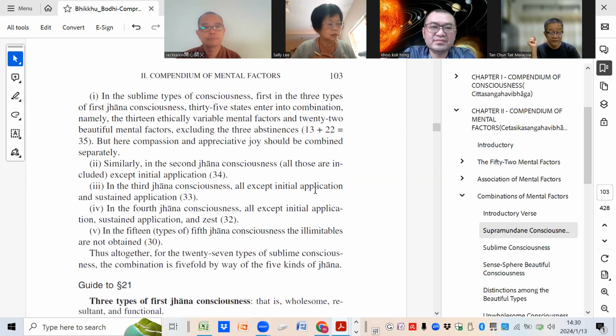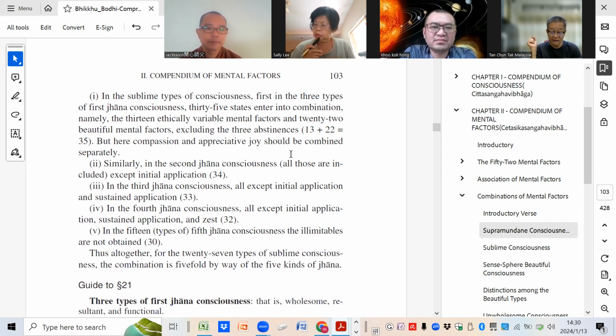Okay, page 103. 1. Just in the sublime types of consciousness, first, in the 3 types of first jhana consciousness, 35 states enter into combinations, namely the 13 ethically variable mental factors and 22 beautiful mental factors, excluding the 3 abstinences, 13 plus 22, which is equal to 35. But here compassion and appreciative joy should be combined separately.